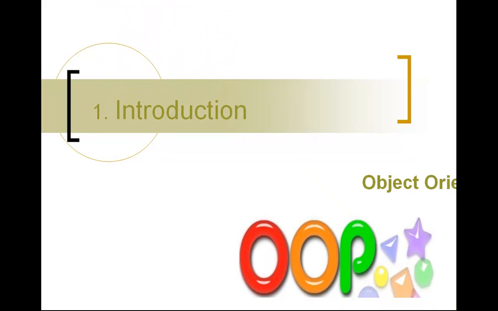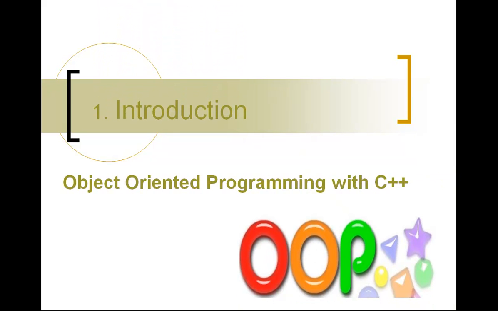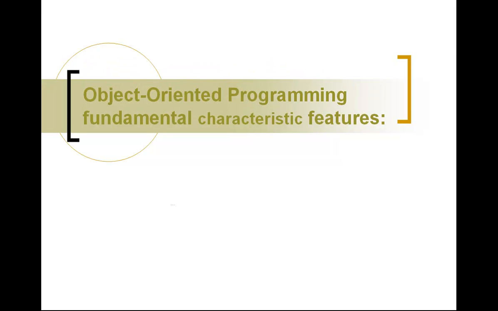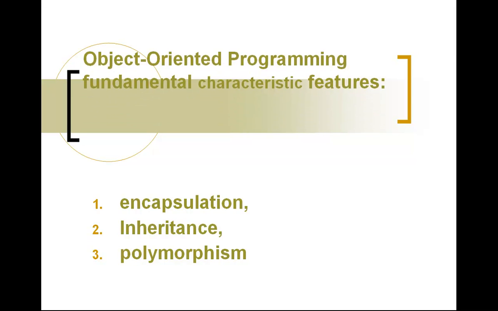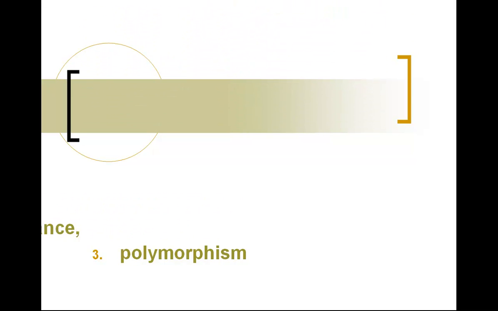Object-oriented programming with C++. Object-oriented programming may be defined by its three fundamental characteristics: encapsulation, inheritance and polymorphism. This tutorial introduces object-oriented programming by introducing encapsulation.